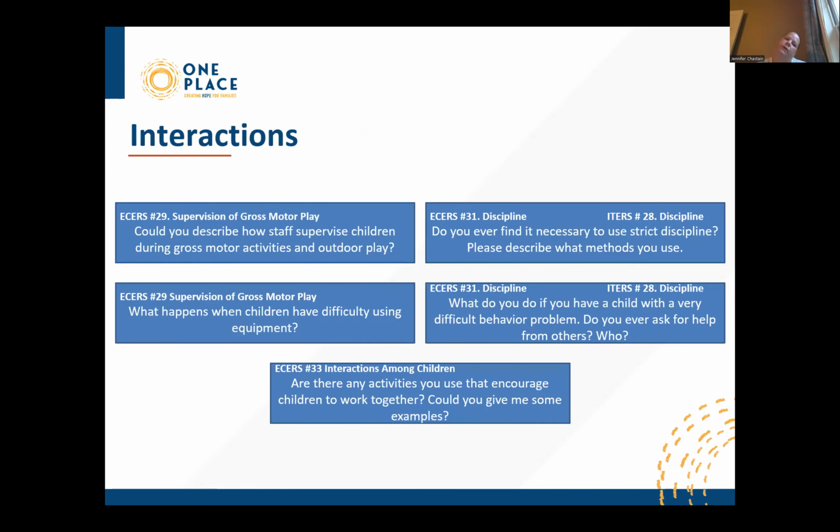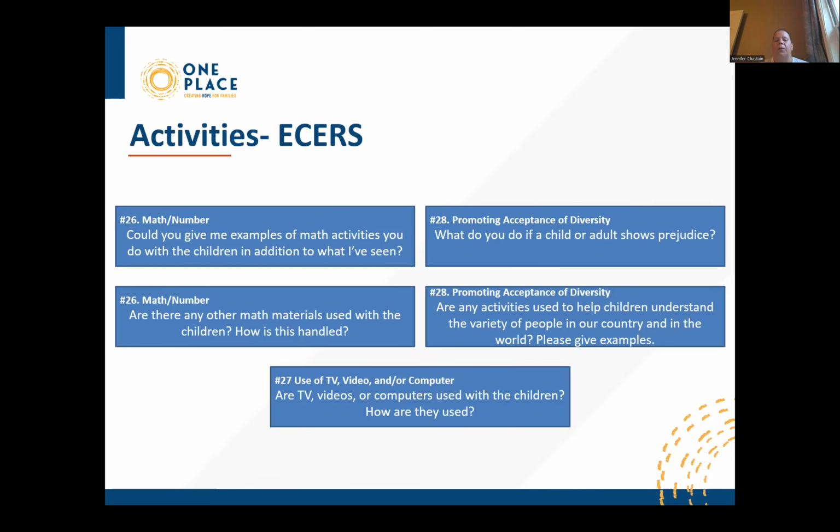And then the last one for activities for ECERS is promoting acceptance of diversity. What do you do if a child or adult shows prejudice? So a good sample answer would be, we intervene appropriately to counteract prejudice shown by children or adults. This may include doing specific themes with the children to help counteract prejudice. We involve all similarities and differences of all people and cultures in a positive way.